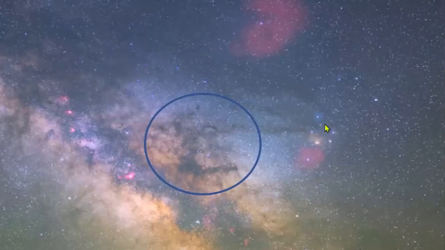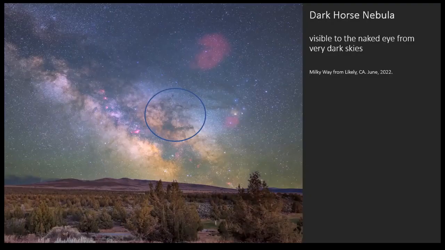Here's the Rho Ophiuchus complex, if you're familiar with that complex. Again, the Zeta Ophiuchus cloud here, and the Lagoon Nebula right here next to the horse. So basically, if you're in a dark sky and you look between Sagittarius here and Scorpius here, you can see the Prancing Horse Nebula, the Dark Horse Nebula. It's actually quite prominent, very prominent in binoculars.